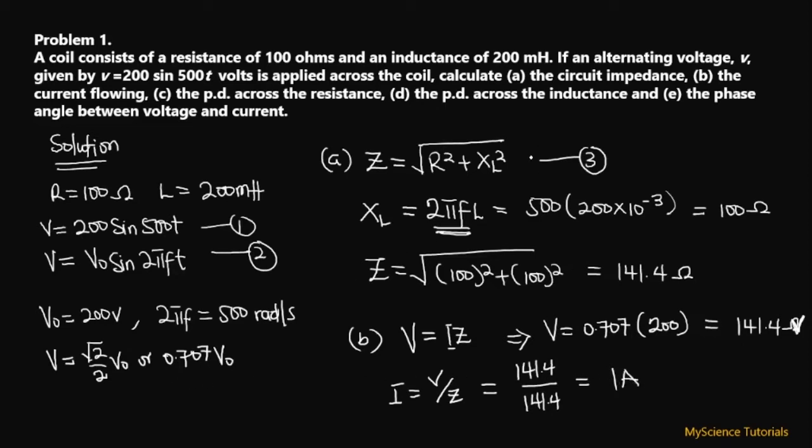Now, the next thing we want to look at is the C aspect, which is the potential difference across the resistance, and then the potential difference across the inductor. So let me get some space, and then we continue.